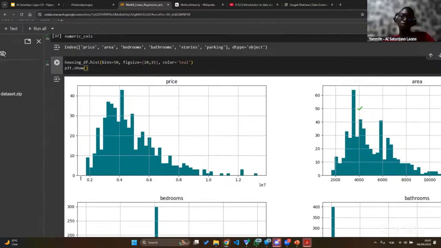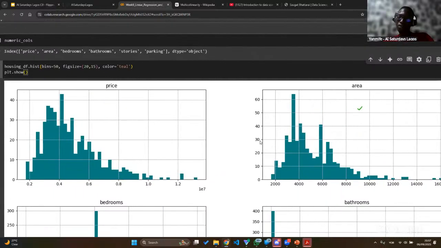So what we need to do, once we see if we have a normal distribution, if we have a normal distribution, then definitely we can just proceed. But since we don't have a normal distribution, the best approach when we have skewed data like this is to do log transformation. There are different transformations we can do, but because of this skewness particularly.